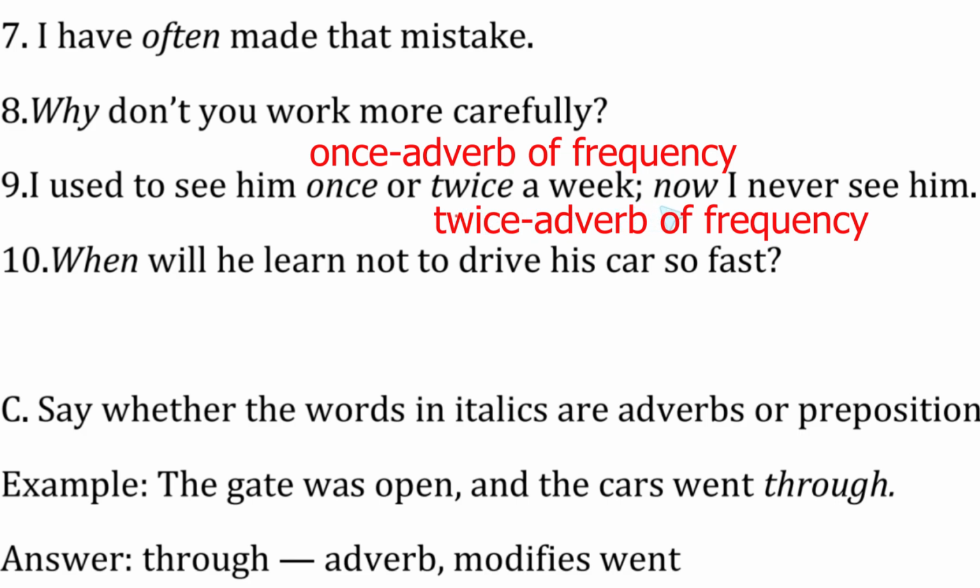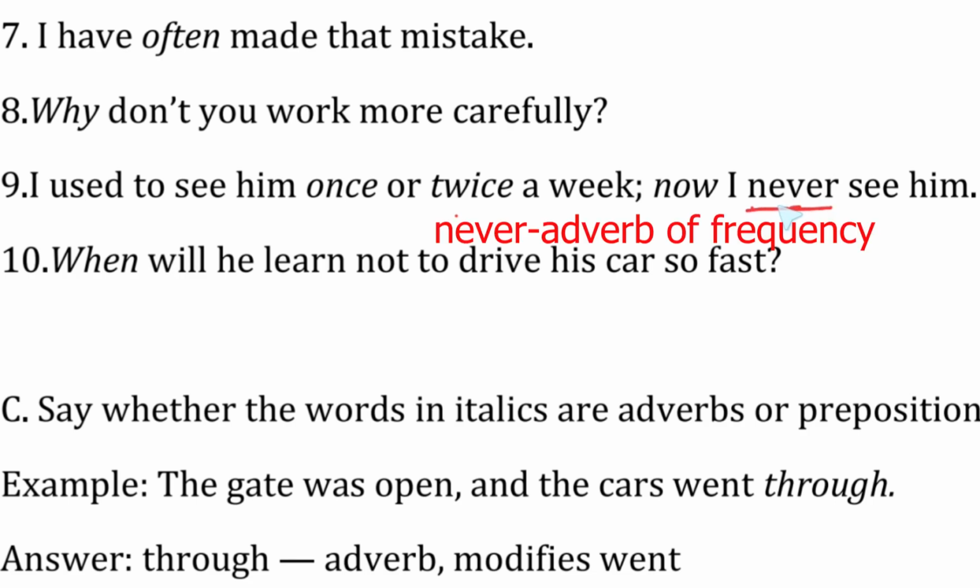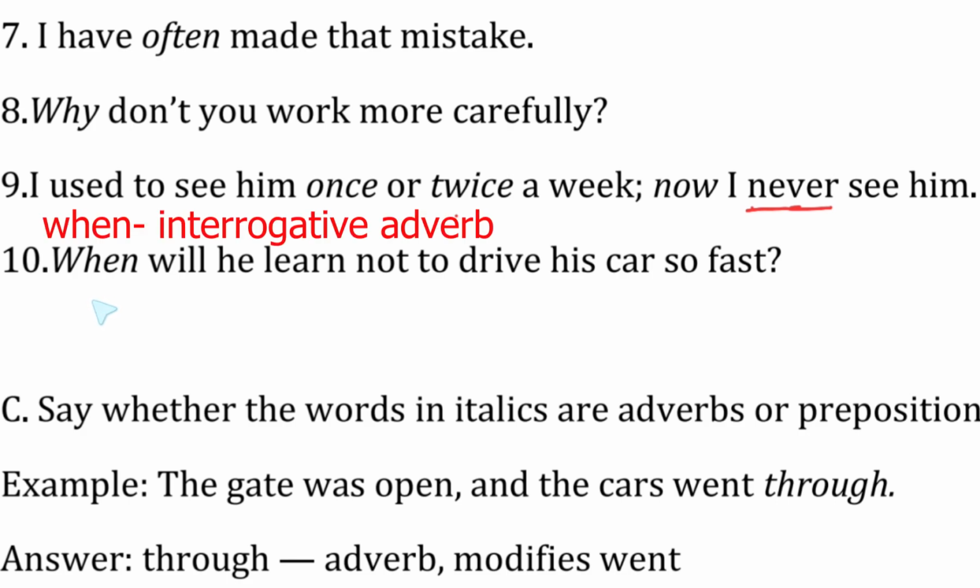Then now is an adverb of time that specifies the present time. And in some books you will find the word never is also italic. So if you find that in your book, it will also be an adverb of frequency that indicates that the action of seeing him no longer occurs. Number 10, when will he learn not to drive his car so fast? In this place, when is an interrogative adverb. It asks a question about the time or moment when the action of learning will occur.